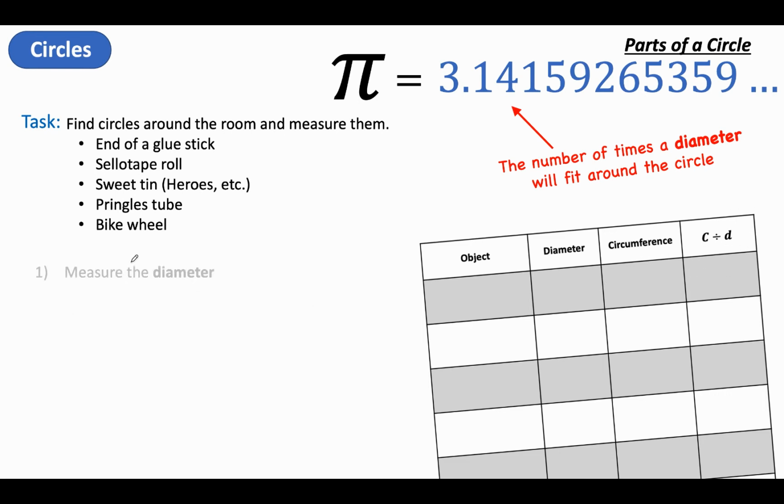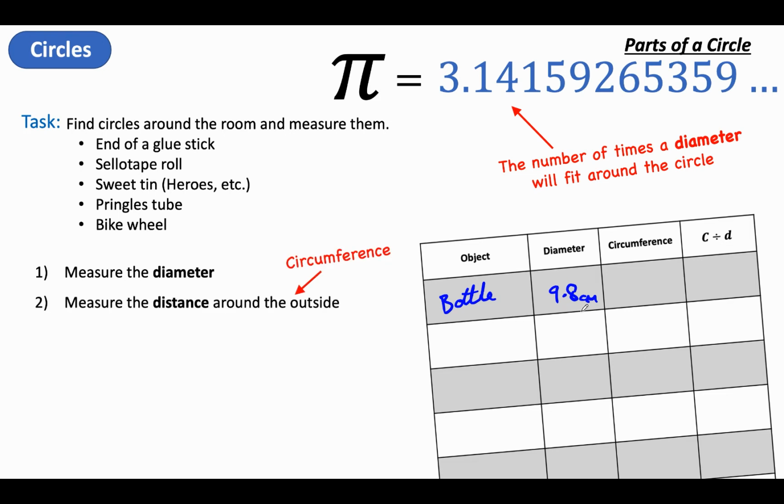Because this is what I want you to do. I want you to measure the diameter. So if you've got an object, let's say I've done a bottle, let's measure the diameter. The diameter might be, say, 9.8 centimeters, and I would go to the nearest millimeter, so not just the whole centimeters, but in this case 9.8. Then you're going to measure the distance around the outside. I've got a video in a minute where I'll explain what I mean by that, but measure the distance around the outside.